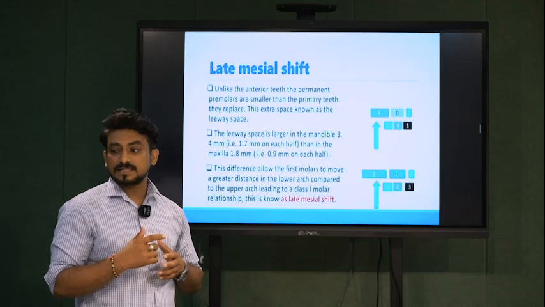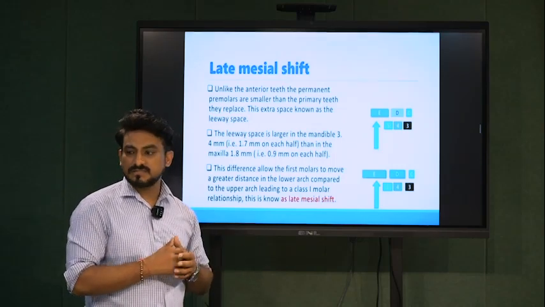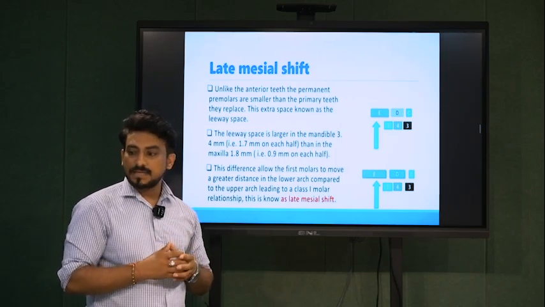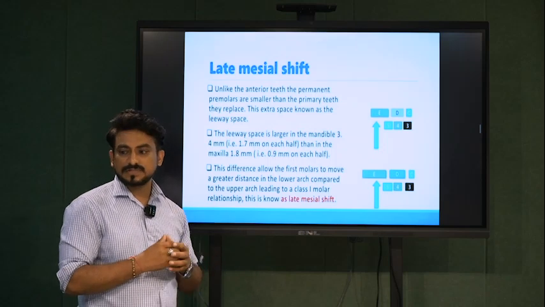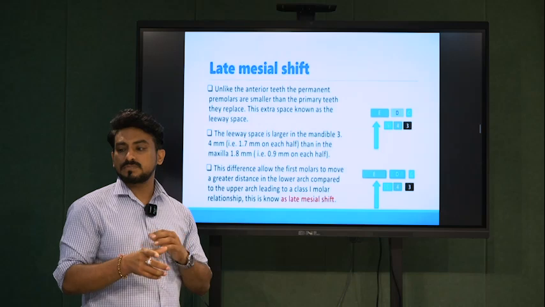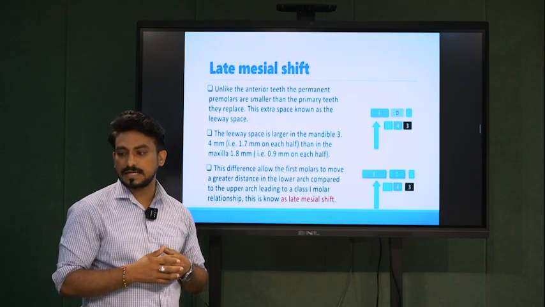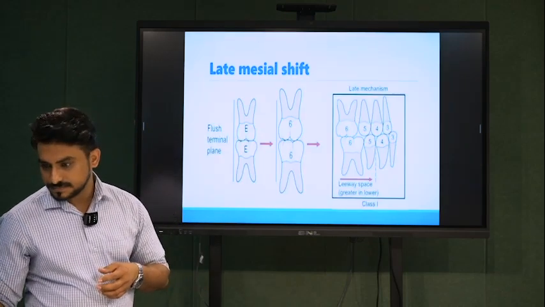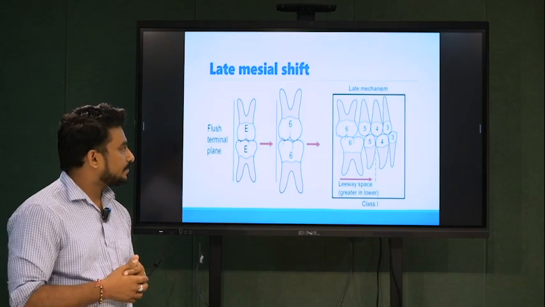Leeway space is larger in the mandible, about 1.7 mm on each side. Right side 1.7, opposite side 1.7, totally 3.4 mm. In the maxilla it is 0.9 mm, 0.9 on the opposite side, a total of 1.8 mm. Here is the discrepancy between them: the first molar moves a greater distance in the lower arch compared to the upper, resulting in a class 1 relationship. This is known as the late mesial shift. Here in the photographs we can see the late mesial shift.